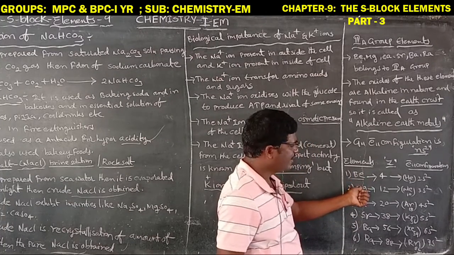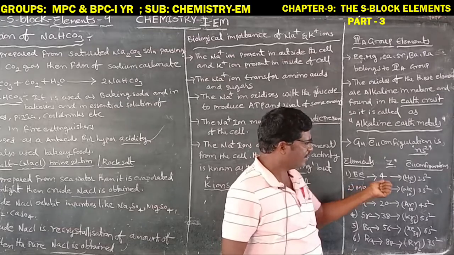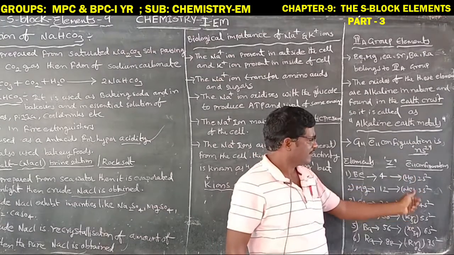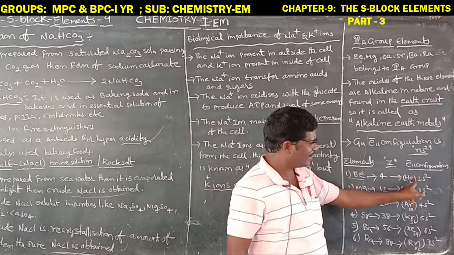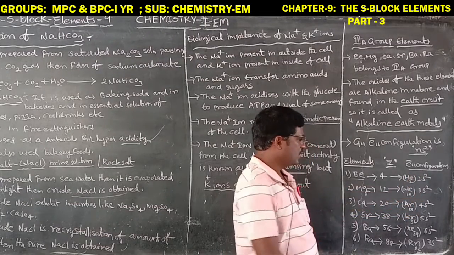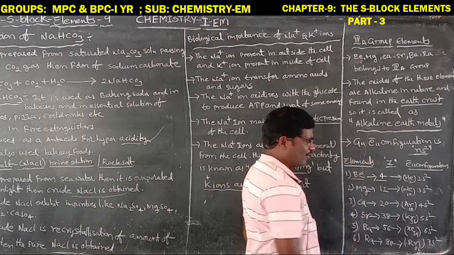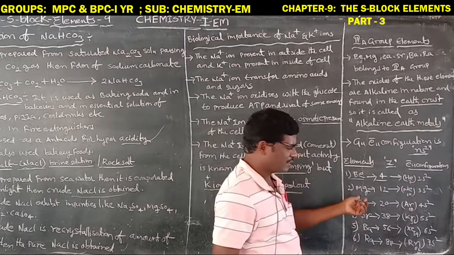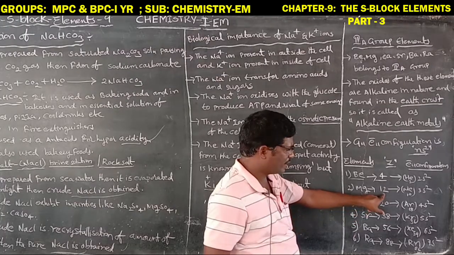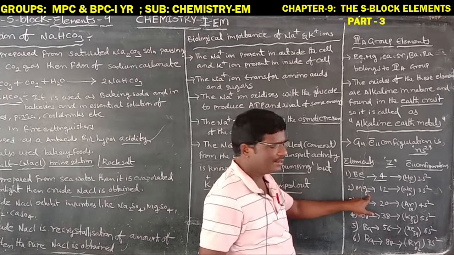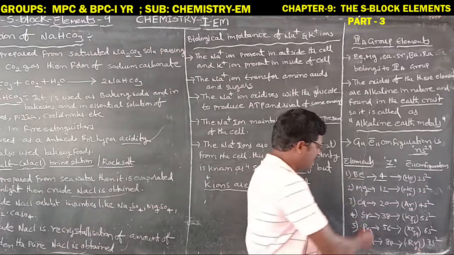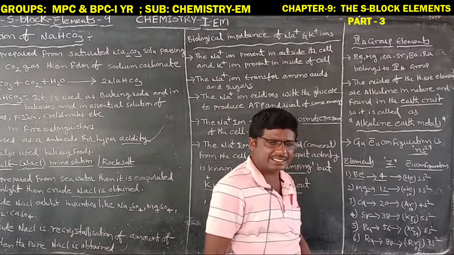Beryllium has atomic number 4. Its electron configuration is the inert gas helium, atomic number 2, plus 2s2: 2 plus 2 is 4. Next, magnesium, atomic number 12. Neon, atomic number 10, plus 3s2: 10 plus 2 is 12, which is the atomic number of magnesium.